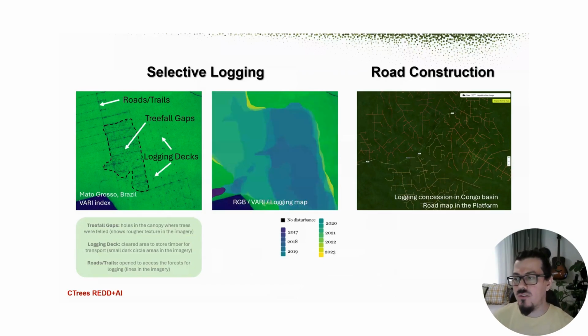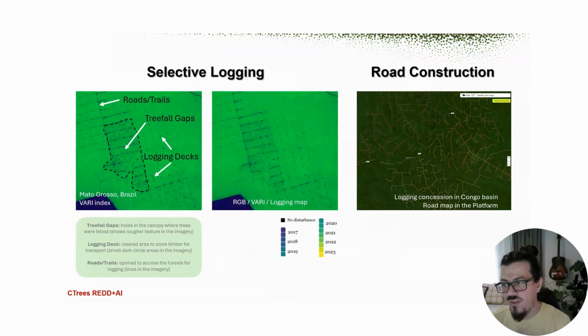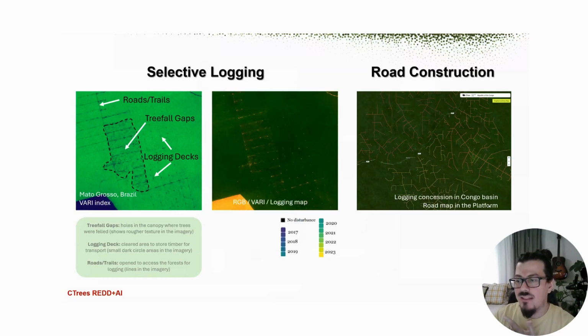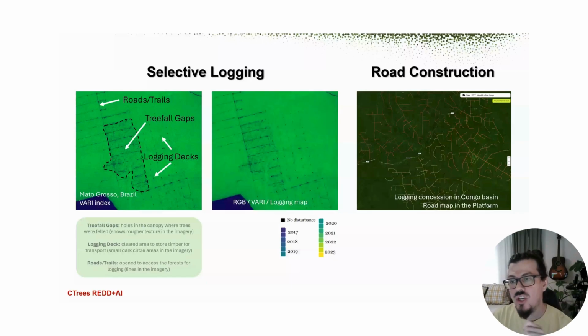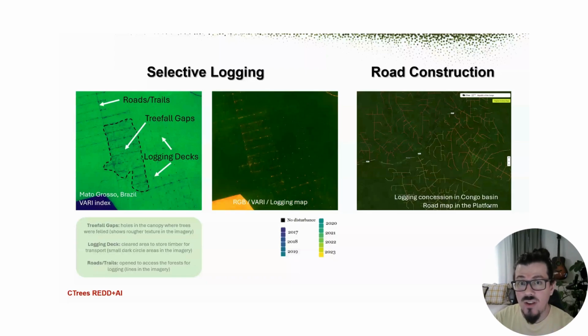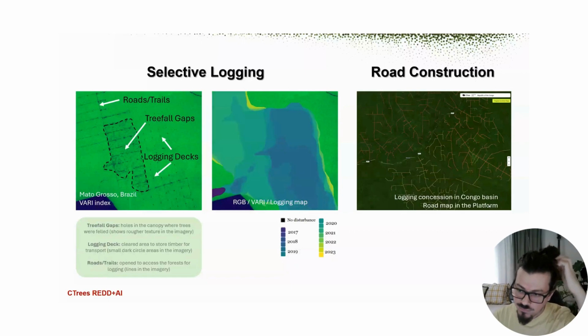So you can see here on the image on the left how logging affects the forest landscape. It shows patterns of roads and trails, tree fall gaps, and logging decks in the imagery. And you can read a short description of them if you pause the video. So what we want to map here are the areas affected by logging, and not only the pixels in the image that have undergone complete tree loss. This is a clear advantage and a novelty to what we are bringing right now, because we map this entire boundary of these areas being logged.